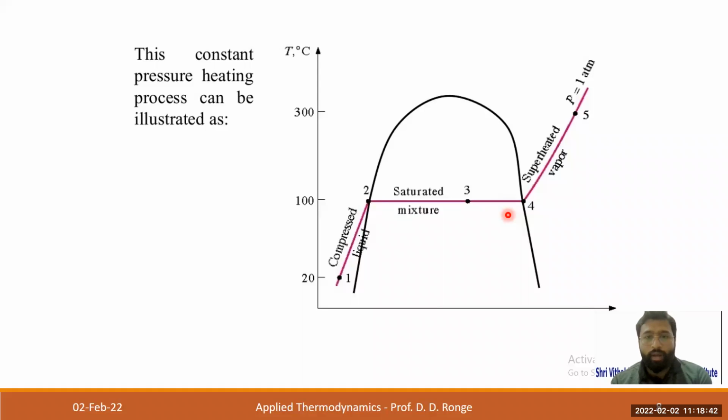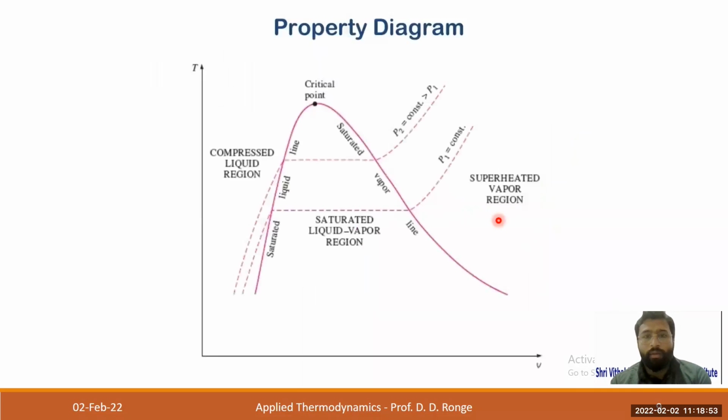It is opposite to that. At point 2, moisture fraction is 100%. At point number 4, the moisture fraction is 0, or moisture percentage is 0. Okay. So this is a property diagram, temperature versus specific volume.